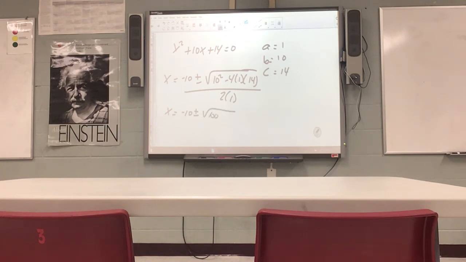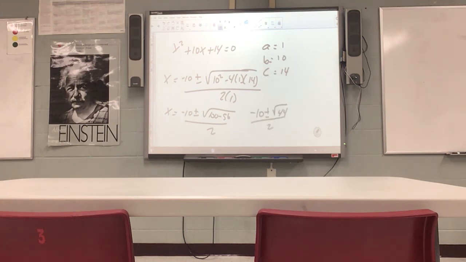Okay. So that got me negative 10 plus or minus the square root of 100. Negative 4 times 1 is negative 4, and negative 4 times 14 is negative 56. Check, make sure I think that's right. Yes. So minus 56 all over 2. And then when I do 100 minus 56, I got 44.